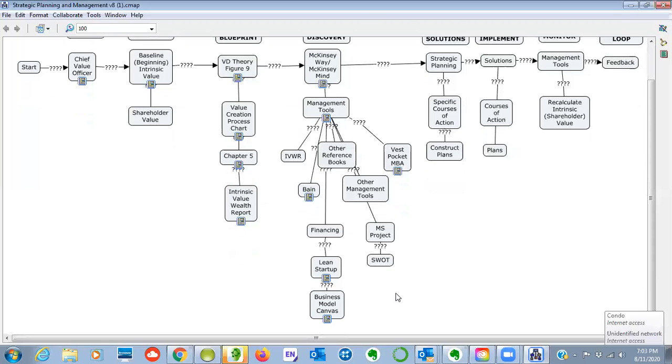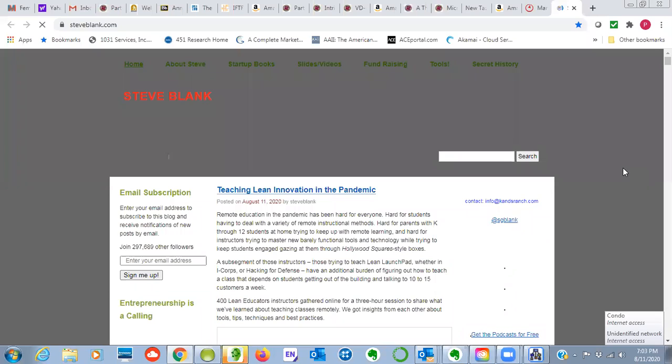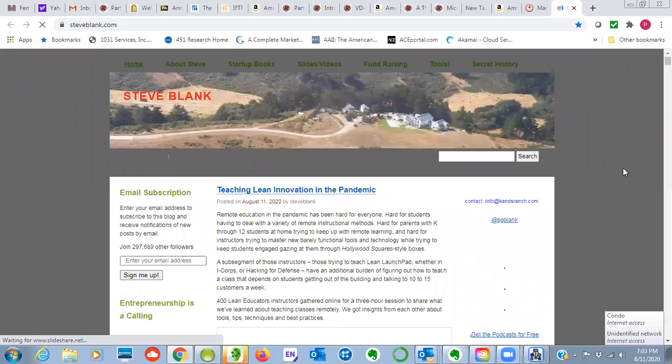Okay, and then there's the Lean Startup and the Business Model Canvas. So I'm just going to show you quickly these two resources. By the way, we'll take a little break after this, and then we'll take two or three different 10-minute breaks during the evening here. So here's Steve Blank's website, steveblank.com.